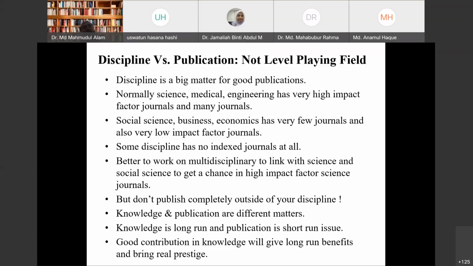Suppose I am a scientist from the medical field, or a scientist from any very unique area. The impact factor of me and my journals and the impact factor of social science is not the same. Even there are lots of journals that are not even indexed.